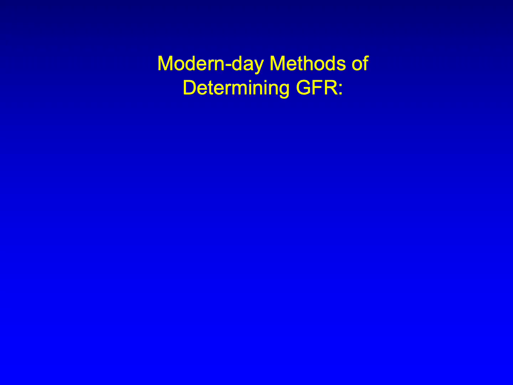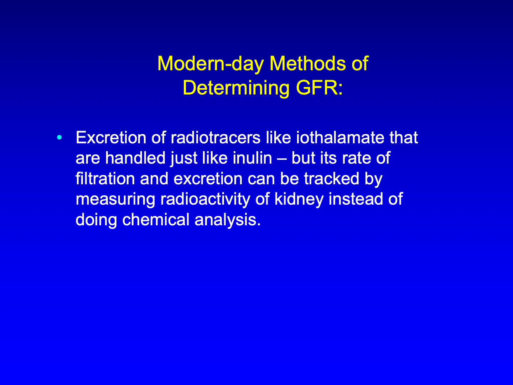So now you can understand how the concept of clearance came about and how basic renal physiology was elegantly used to calculate GFR. Thank goodness in this day and age, there are less cumbersome methods, even though we still do sometimes collect 24-hour urines for the calculation of creatinine clearance. But these days, the most accurate way to determine GFR is through a radiotracer like iothalamate that's handled like inulin. But its rate of filtration and excretion can be tracked by measuring radioactivity over the kidney and the rate at which it decreases as urine is made and excreted, instead of having to do multiple chemical analyses.